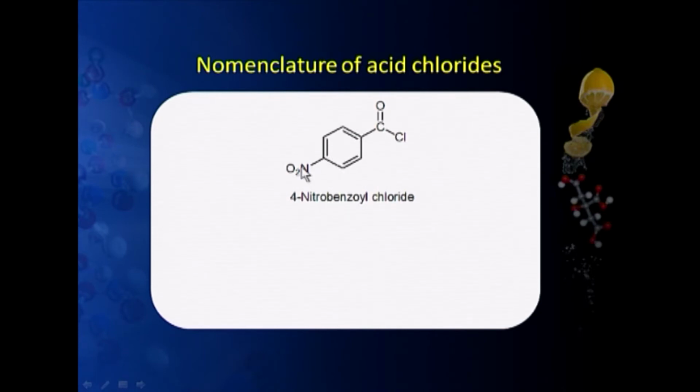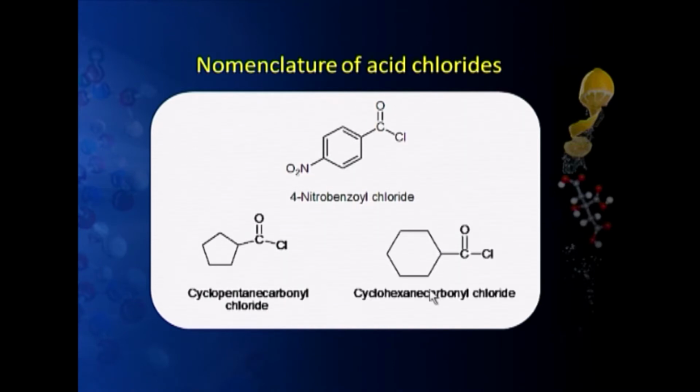So, there is a nitro group at 4 position. So, this is named as 4-nitrobenzoyl chloride. Then we can have acid chloride from those acids which have some cyclic saturated ring, like this is a 5-carbon ring cyclopentane to which COCl is attached. So, this is named as cyclopentane carbonyl chloride, and if it is a 6-membered ring, then it is named as cyclohexane carbonyl chloride. Then we move on to the names for amides.